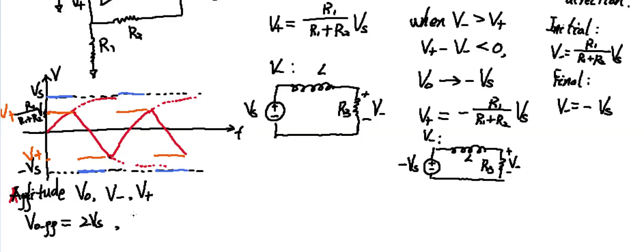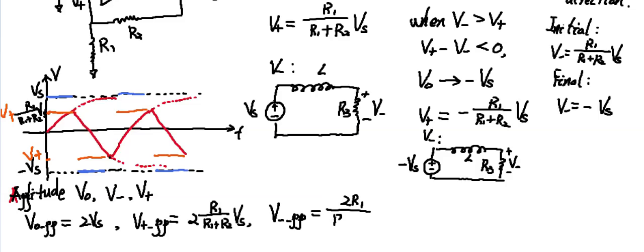And for V plus, the peak-to-peak value is also easy to determine, because it goes from positive R1 divided by R1 plus R2 to negative R1 divided by R1 plus R2. So this is its peak-to-peak value. And for the negative input, V minus, the peak-to-peak value is also similar: 2R1 divided by R1 plus R2 times Vs. So this is the amplitude of the signal. And we can also determine what the period is.